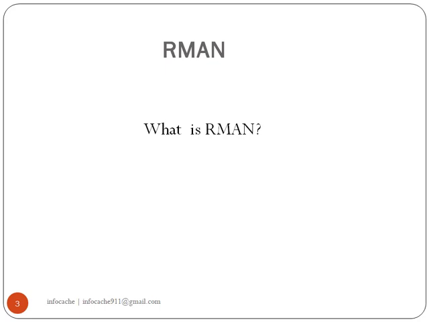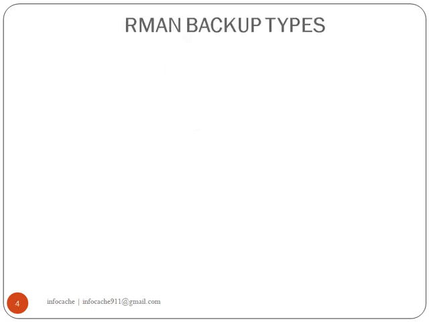RMAN backup types. RMAN is very flexible and it offers many different types of backups. We need to start with a list of backup types. Full backup: a backup of a data file that includes every allocated block in the file being backed up.